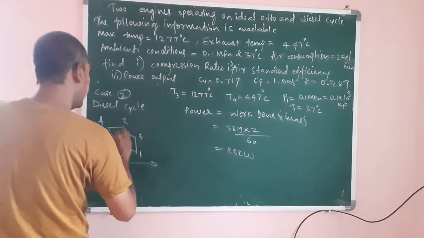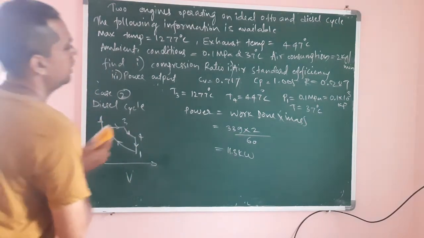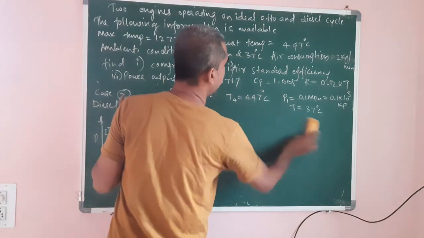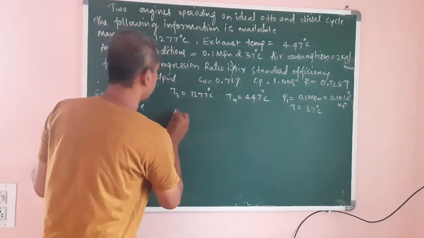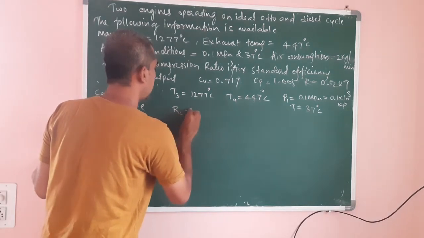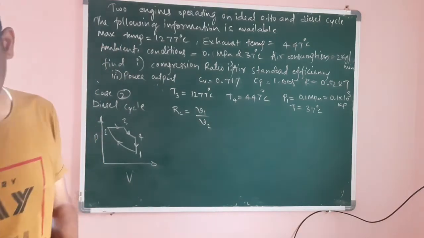And you have to draw arrow marks, states, everything you have to mention. Now for the diesel cycle, again compression ratio. Compression ratio is again V1 by V2. Compression ratio r equal to V1 by V2 is the compression ratio. That we have calculated.